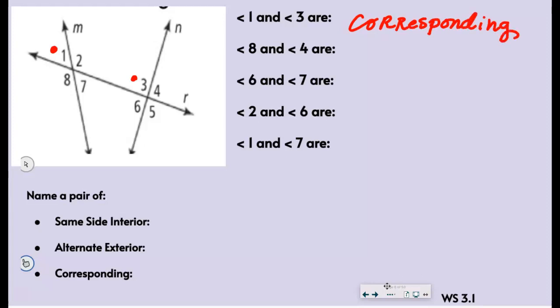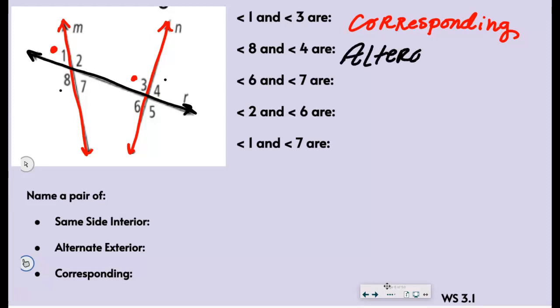Angle 8 and angle 4 are outside of the lines. They're on the outside, but they hop the transversal. I'm going to do the transversal here in a darker black. So here's my transversal. 4 and 8 are outside and hop the transversal. So those are called alternate exterior.